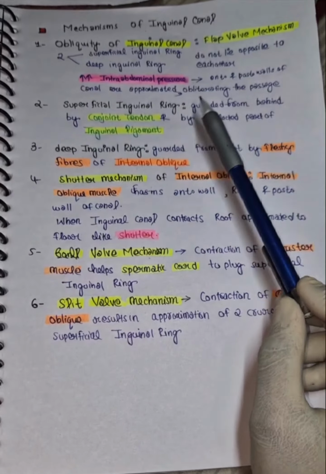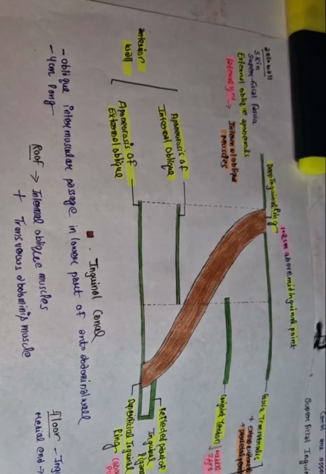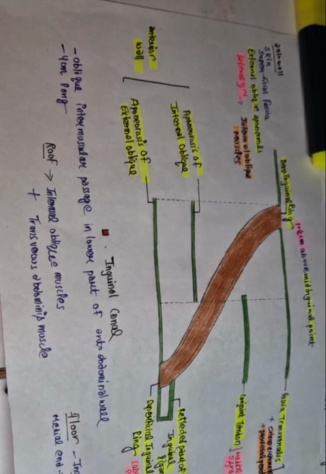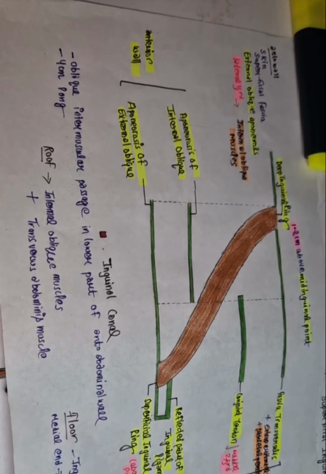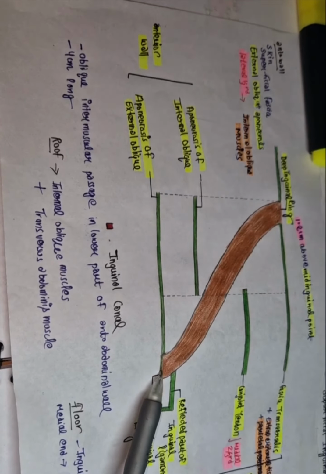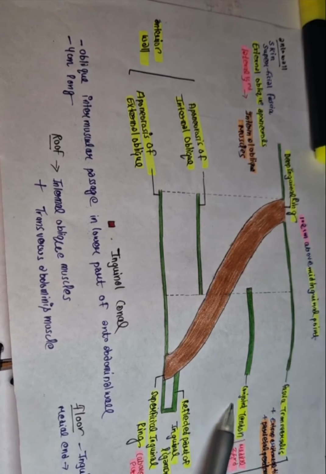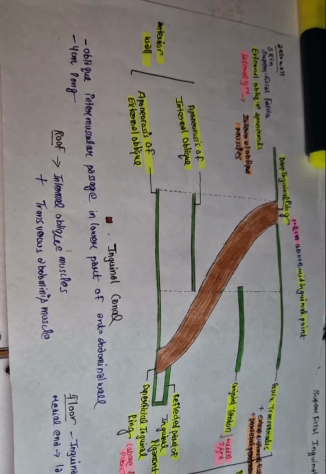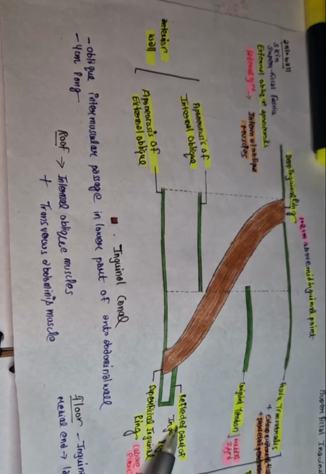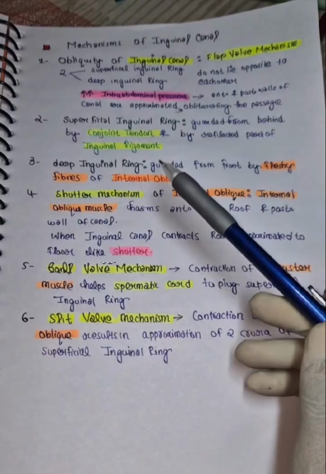by the reflected part of the inguinal ligament. With the help of this diagram we will understand this. This is the superficial inguinal ring, and it is guarded from behind by the conjoint tendon, and this is the reflected part of the inguinal ligament. So this is the mechanism of guard.